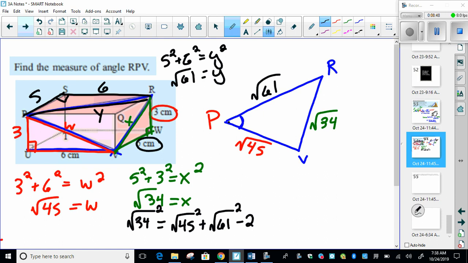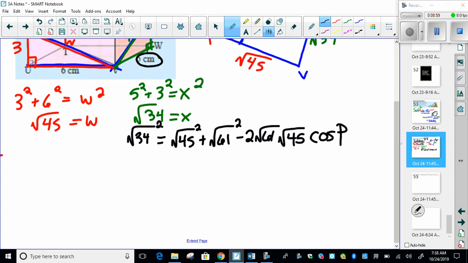Minus 2 times the square root of 61 times the square root of 45 times the cosine of the angle I need, which is that P. So going through and simplifying, it's really nice by keeping these as square roots instead of decimal approximating them, because the square of the square root of 34 is just 34, 45, 61.